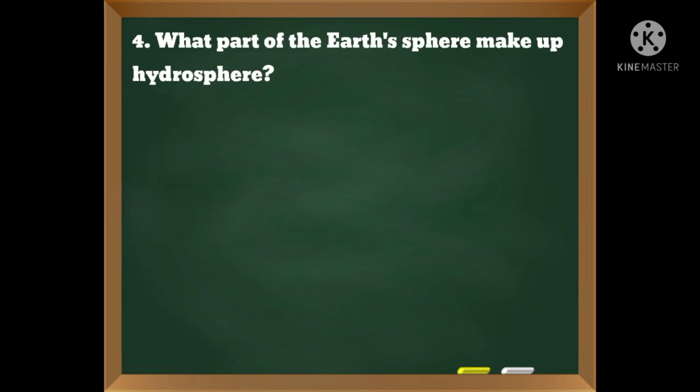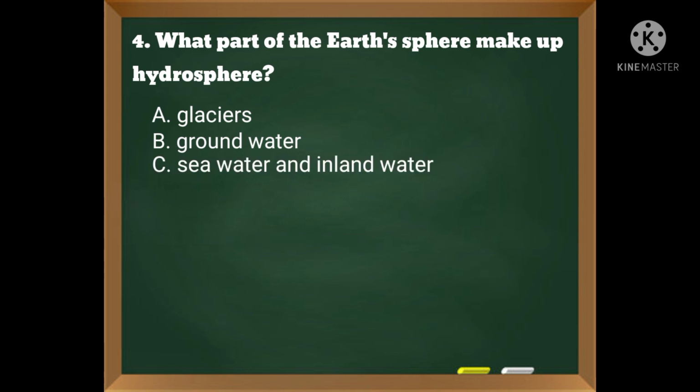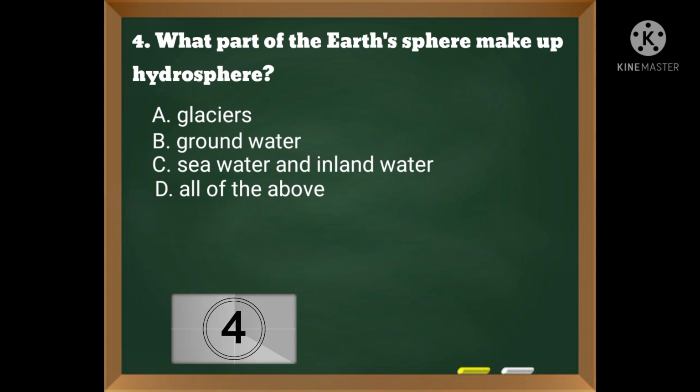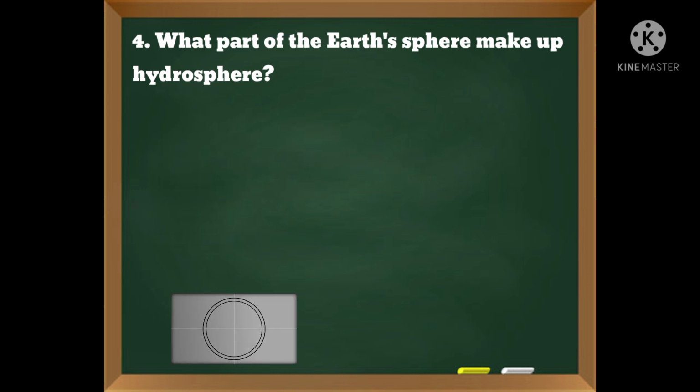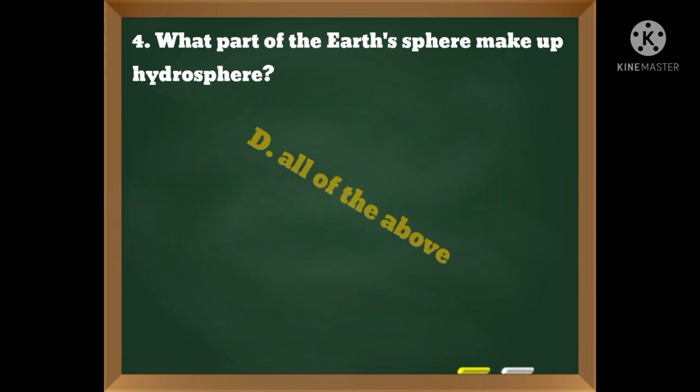Number 4. What part of the Earth's sphere makes up the hydrosphere? A. Glaciers, B. Groundwater, C. Seawater and inland water, or letter D. All of the above? The answer is letter D. All of the above.